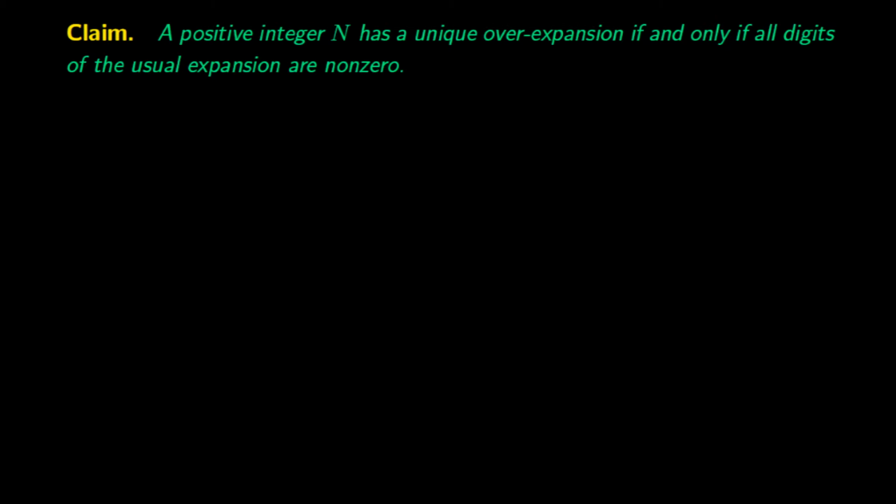If we stick to the usual expansion, not over expansion, we won't have A in the digits, and we claim that this statement is correct. A positive integer n has a unique over expansion if and only if all digits of the usual expansion are non-zero.